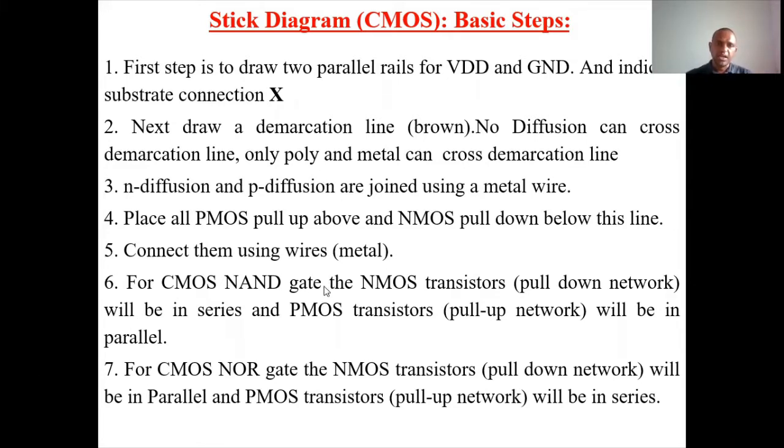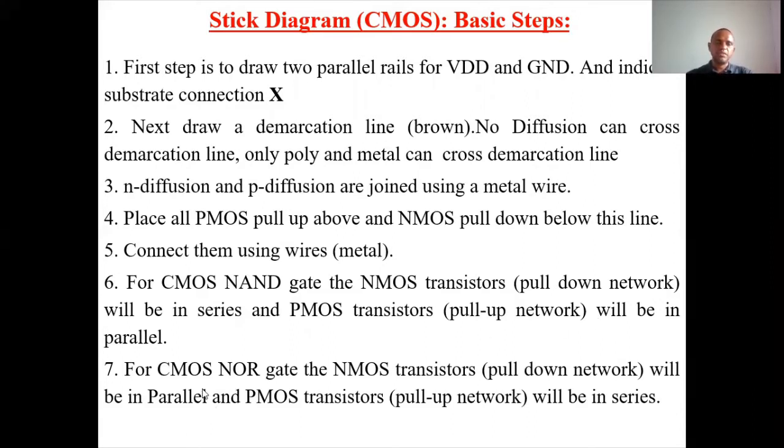Okay, for the CMOS NAND gate, the NMOS transistor pull down network will be in series. I will show the structure of the CMOS NAND gate with 2 inputs, 3 inputs and 4 inputs like that. For the CMOS NAND gate, the NMOS transistor pull down network will be in series and the PMOS transistor pull up network will be in parallel. I will show here how it will be connected.